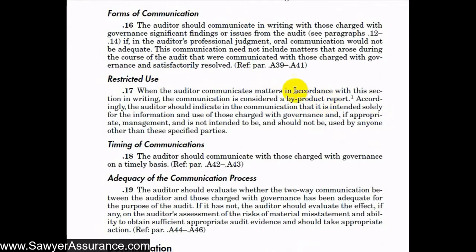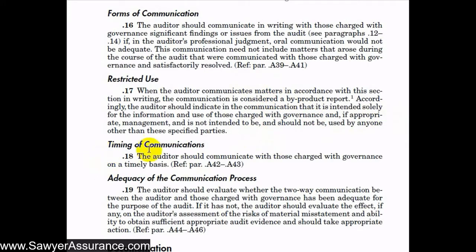And next, when we provide this written communication, we need to restrict its use because this is a byproduct of the audit report. So we should indicate in the communication that it's intended solely for the information and use of those charged with governance and management, if that's appropriate, and it's not intended to be and should not be used by anyone other than these specified parties. So that restricts the use of this particular governance letter that we wrote.